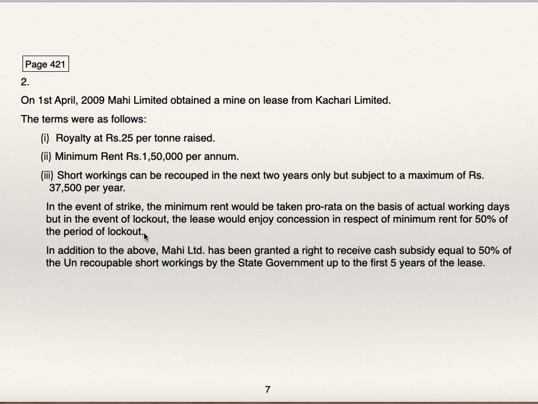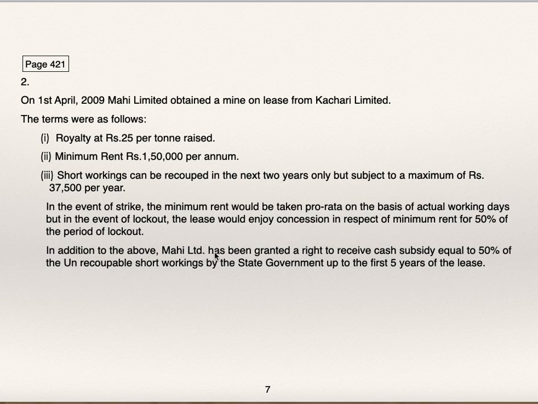So in short, that means if in any year there is a strike, then minimum rent would be taken proportionately on the basis of actual working days, whereas in the event of lockout, that is if in the year there is lockout, then minimum rent would be reduced by 50% of period of lockout. That would be the concession given to him.